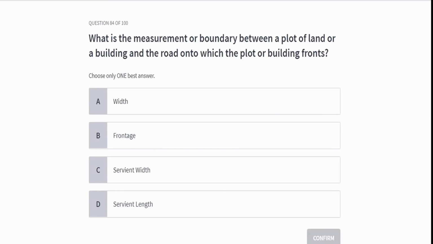All right, next one, 84. What is the measurement or boundary between a plot of land or building and the road onto which the plot or building fronts? Is it A, the width, B, the frontage, C, the servient width, or D, the servient length? I'm going to give you guys some time here, think this one over, and come up with the correct answer. So go ahead and do that now.